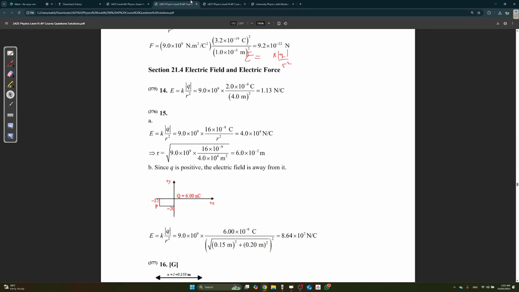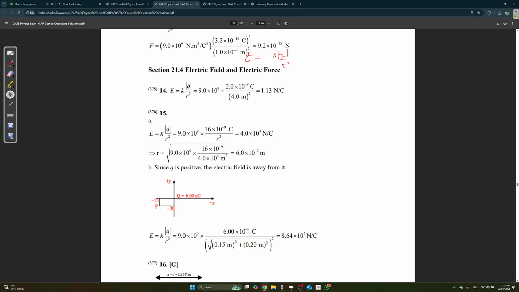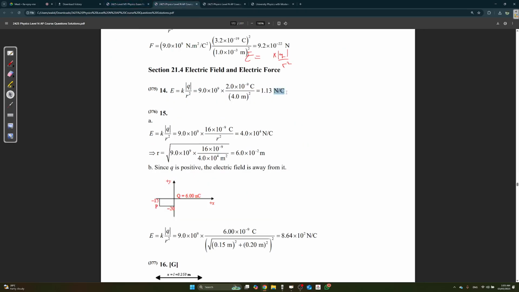Okay, you have to remember you have to take the absolute value in this, wait, do you? No, you don't. Just solve normal. Okay, kq over r squared, plug everything in, you're going to get 1.13. Okay, and the unit is Newton per Coulomb. Okay, because you're dividing a.